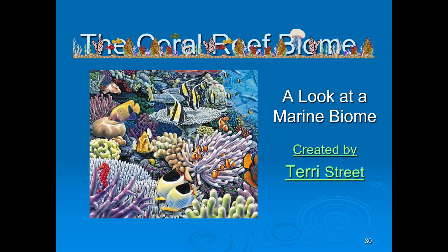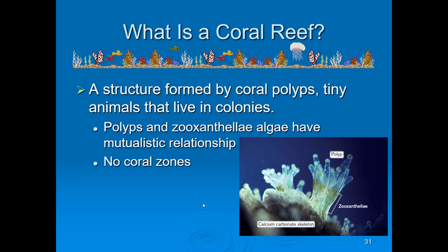Lots of productivity. All right, let me go ahead and just get through this. So coral reefs are a structure formed by coral polyps. They're tiny animals that live in colonies. They're basically upside down jellyfish, and they have embedded in them the stuff that's called zooxanthellae, depends who you talk to. They have a mutualistic relationship.